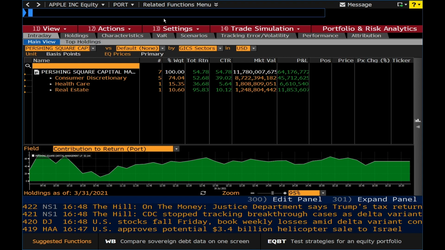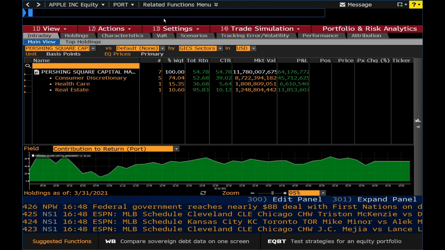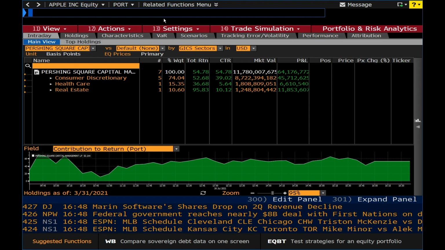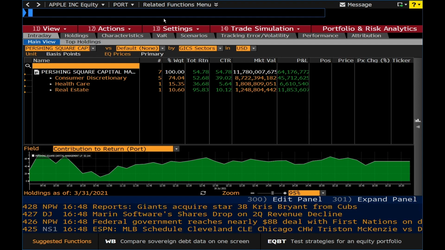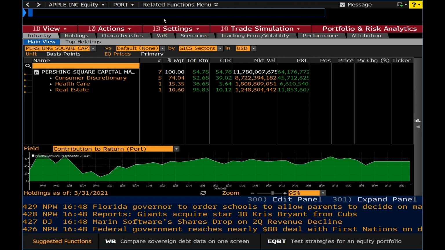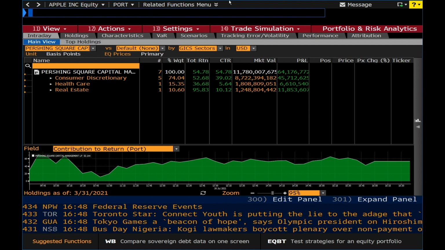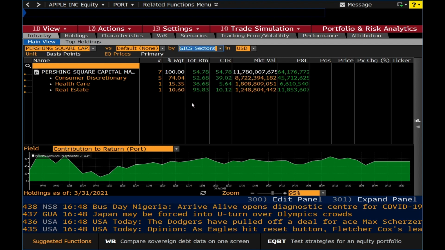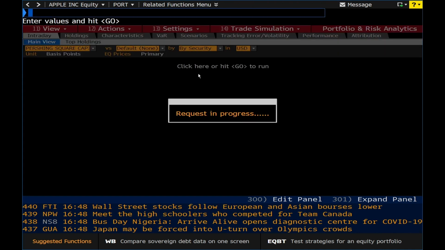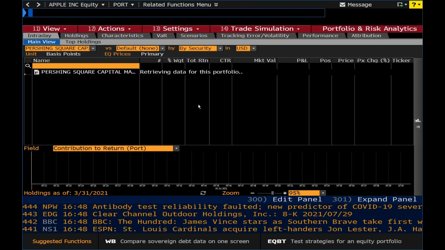So the default view in the port function starts you off with the intraday tab, main view, and basically shows you what's going on today in the portfolio. By default, you'll see it's displaying by GICS sectors, and GICS is the Global Industry Classification Standard. I don't prefer this view. I like to go to the security view, so you can just click that and then hit go.